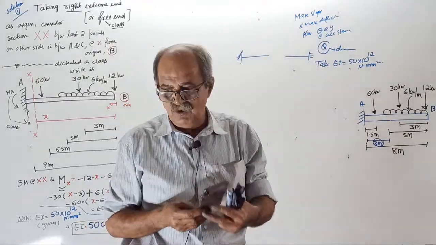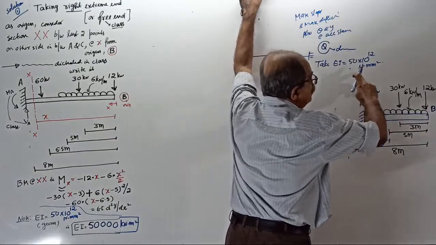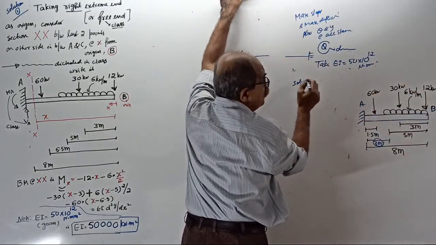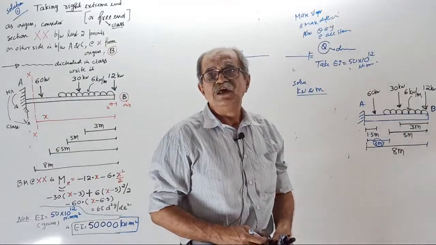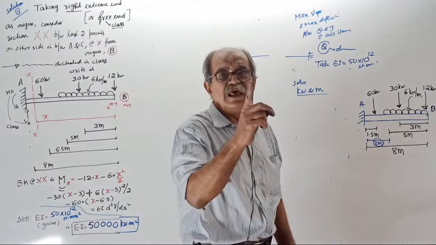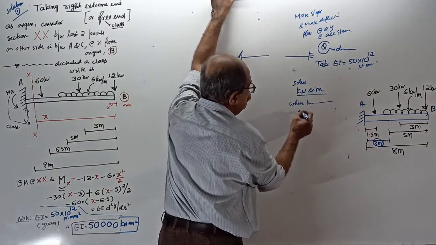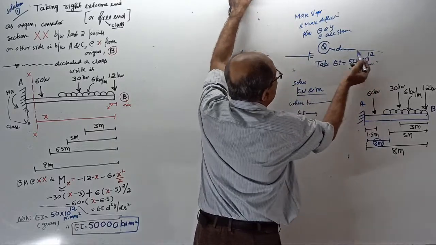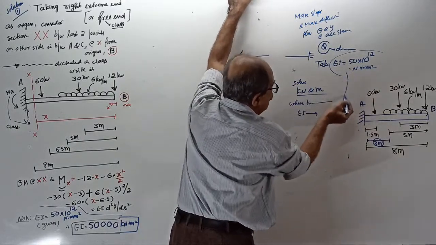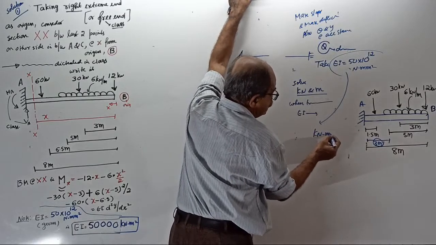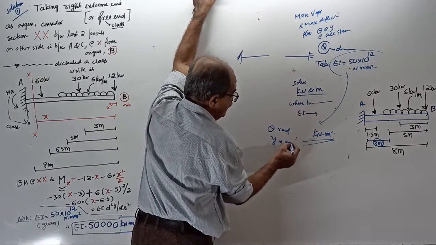Okay, now start. First, make a note. You are going to solve the question in what unit? Kilonewton and meter. Remember, you are going to solve with the load in kilonewton and distance in meter. Therefore, for the numerical value of EI, which is given in Newton millimeter square, that value should be converted to kilonewton meter square. Then slope will come in radian, deflection will come in meter. Then you can convert it.